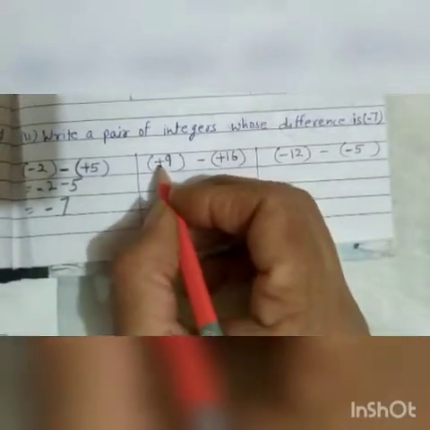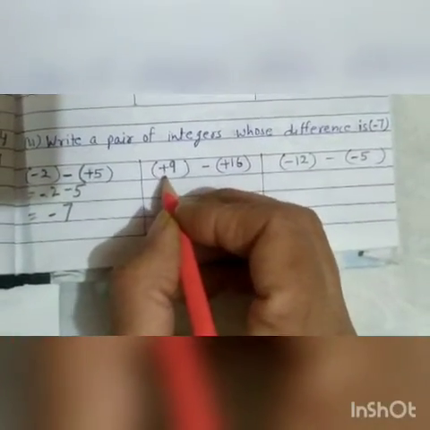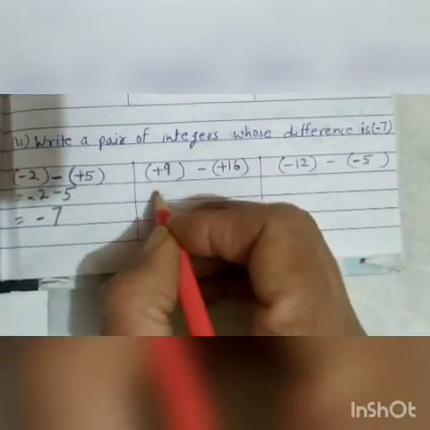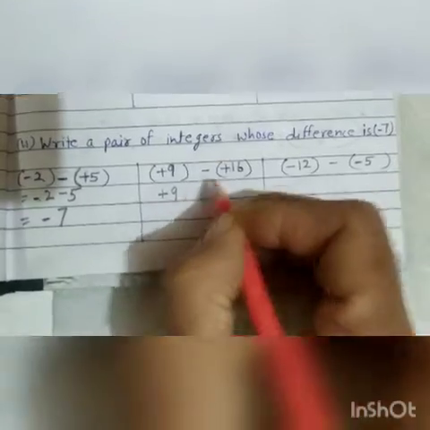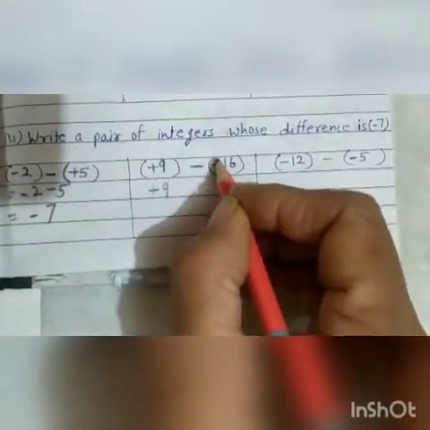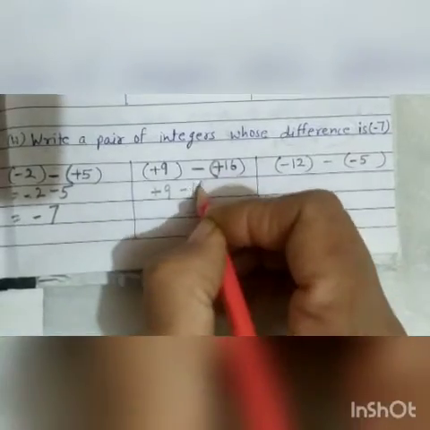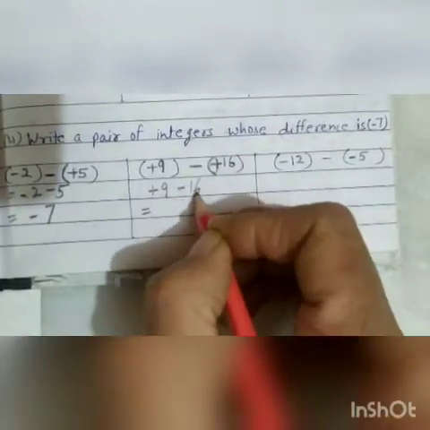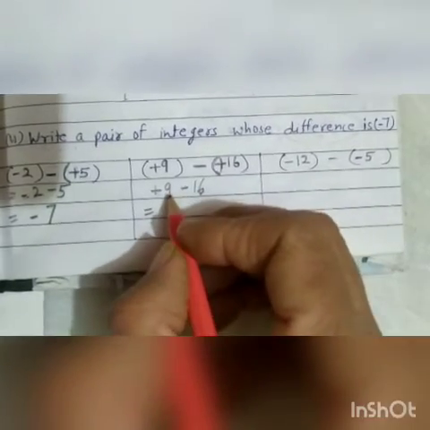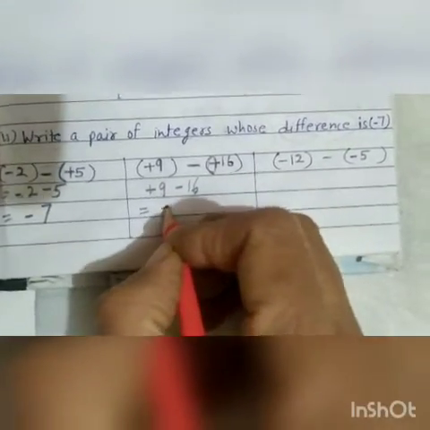Now see the second answer. I have written the first integer plus 9 and the second integer plus 16. Plus 9 will be written as it is. Again, there is a minus sign outside the bracket, so we write plus 16 as minus 16. When we solve it, both integers have different signs, so we subtract. We subtract 9 from 16, and we get minus 7 again.